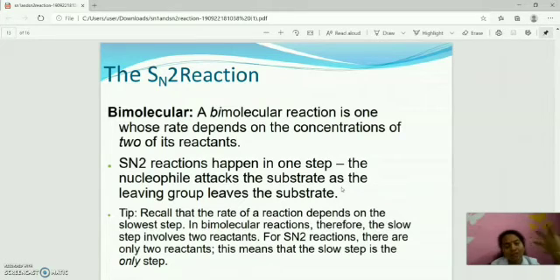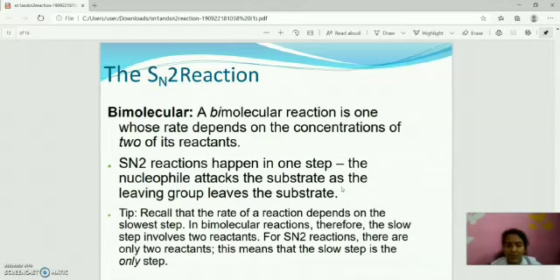For example, concentration of reactants. If the concentration of reactants is more, the rate of the reaction will be more. There are several factors: the concentration, the time, the number of molecules, and the catalyst. These are many factors. I hope all of you studied this. And if a reaction is like this, it is known as bimolecular.